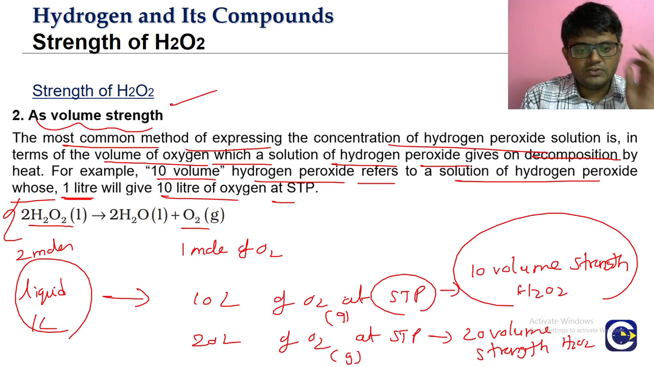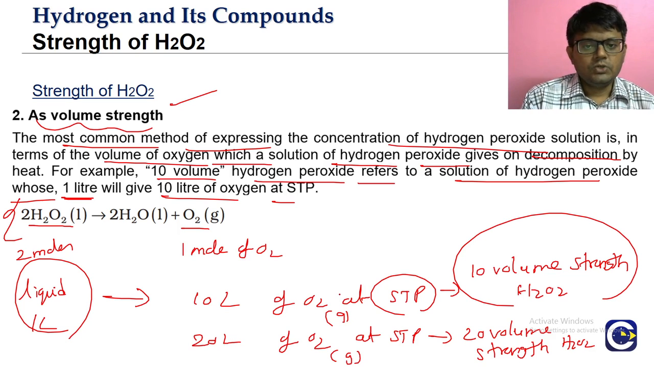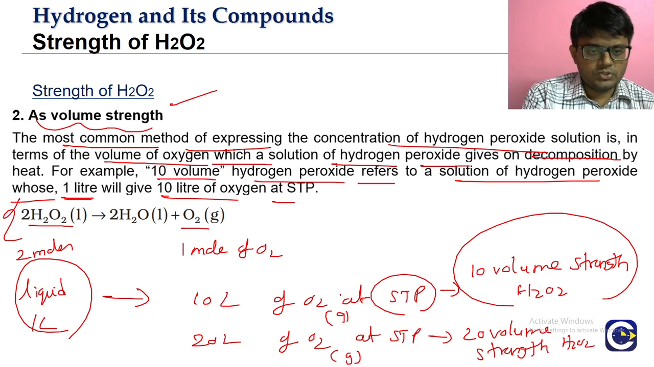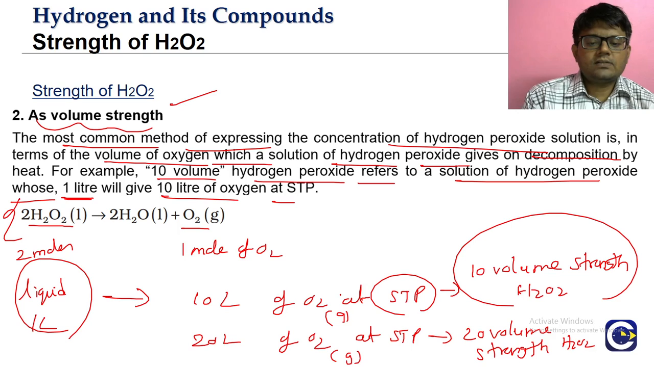Okay, so if you say 10 volume of hydrogen peroxide, it means you take 1 liter of that given hydrogen peroxide solution, and on the complete decomposition of the H2O2 present in that, we are going to get 10 liters of the oxygen gas at STP conditions, like that.